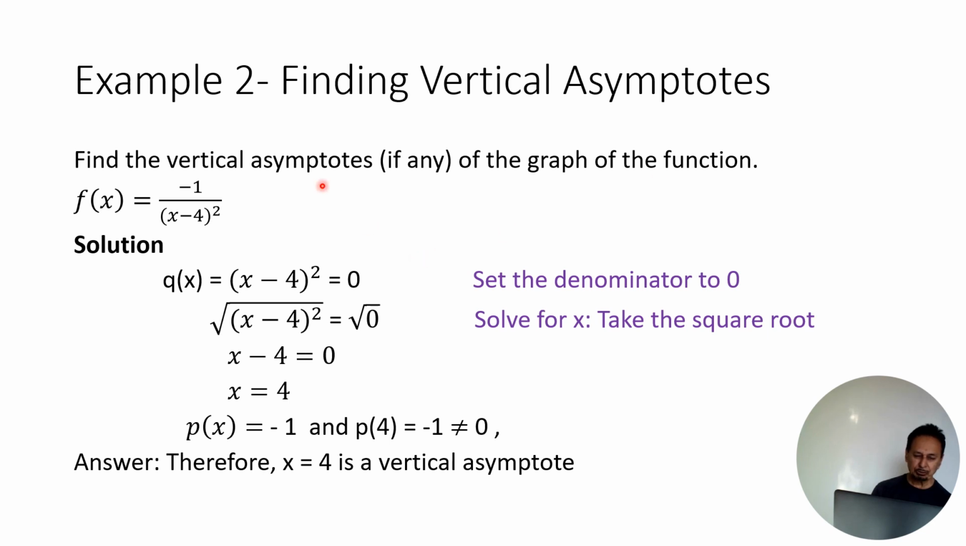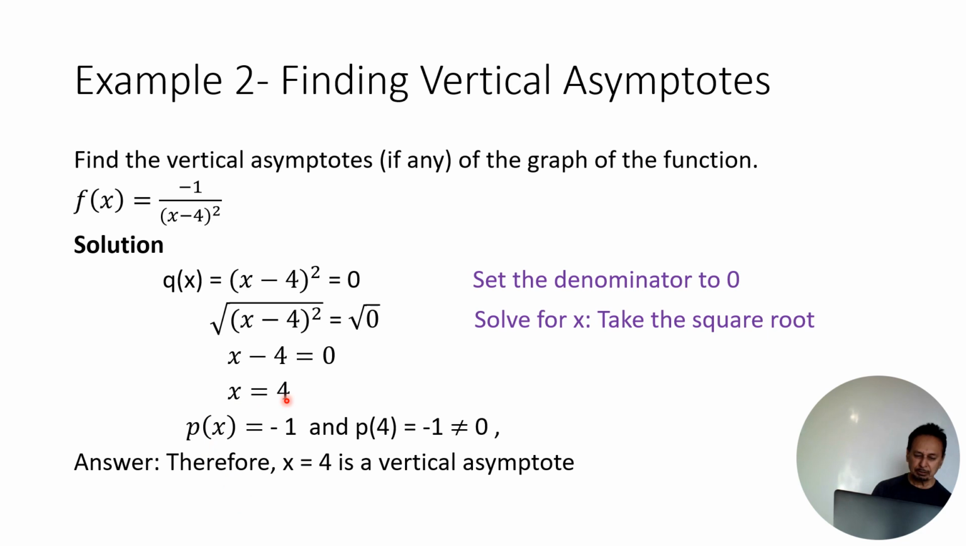So let's do example 2. Find the vertical asymptotes. We set the denominator q of x to 0. Let's see, x minus 4 squared equals 0. Then we solve. In this case, we take the square root of both sides. So you get x minus 4 equals 0, and then x equals 4.